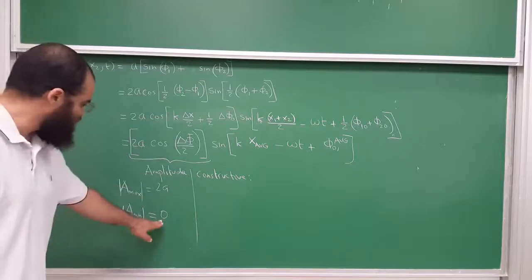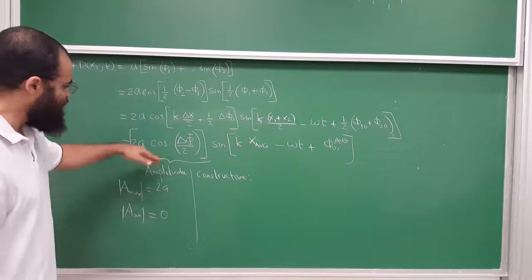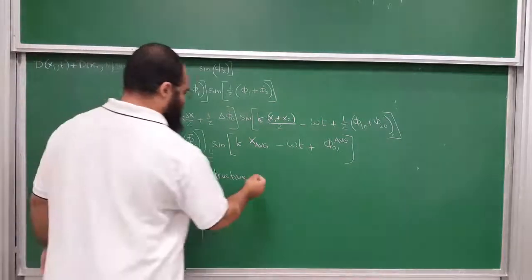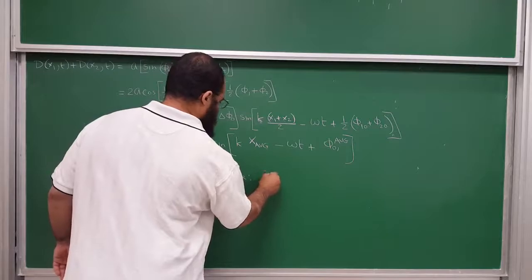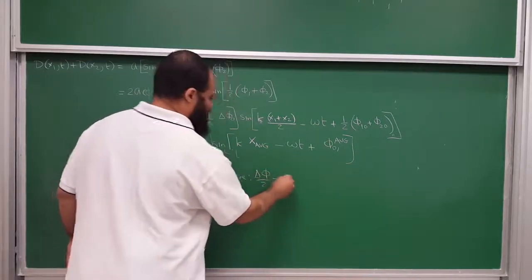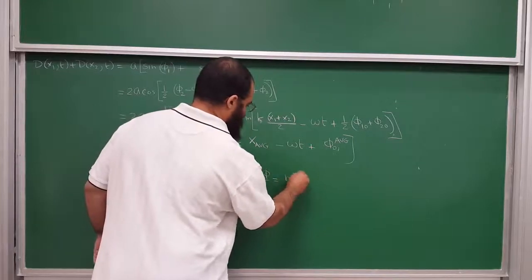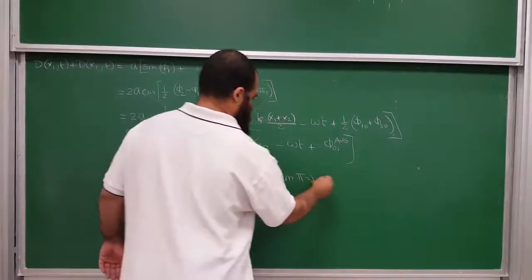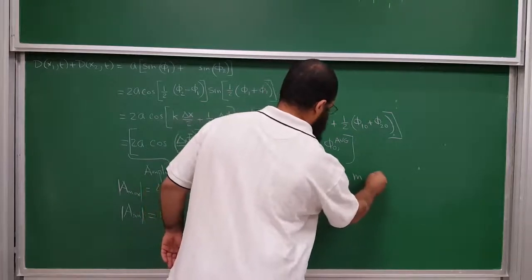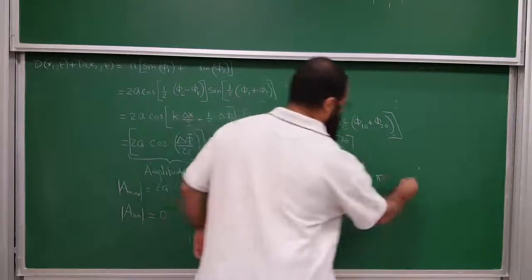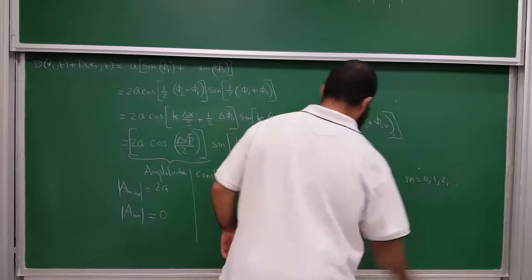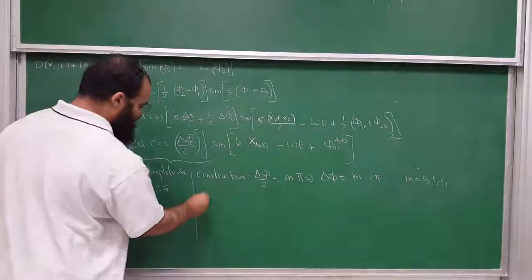The minimum amplitude is when the cosine gives me 0. So when delta phi over 2 is a multiple of pi, that's constructive. Delta phi over 2 is a multiple of pi, which we call m times pi, and so delta phi is equal to m times 2 pi, and m is equal to 0 or 1 or 2. That's constructive.